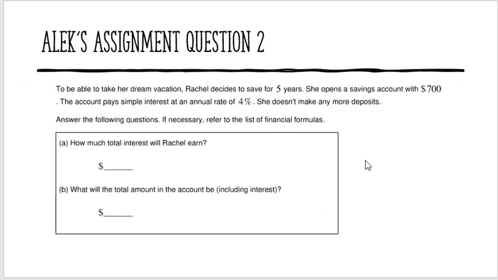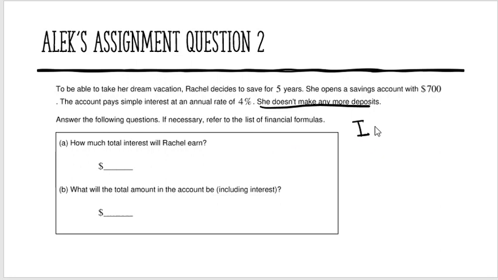Okay, so let's look at another one. This is just like question number 2 on your ALEKS assignment. It says to be able to take her dream vacation, Rachel decides to save for 5 years. She opens a savings account with $700. The account pays simple interest at an annual rate of 4%. She doesn't make any more deposits. Answer the following questions. Okay? How much total interest will Rachel earn?